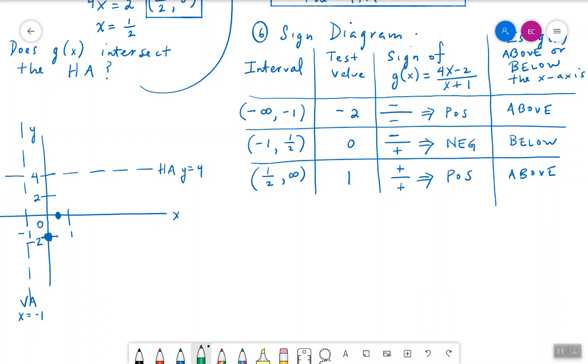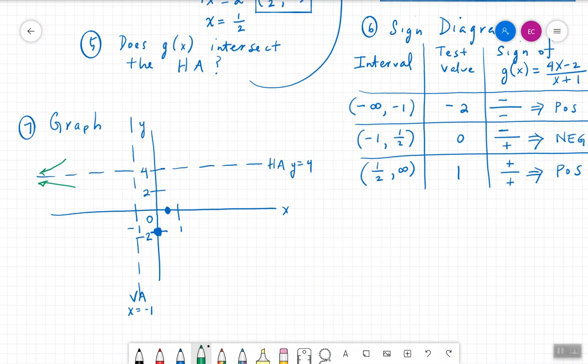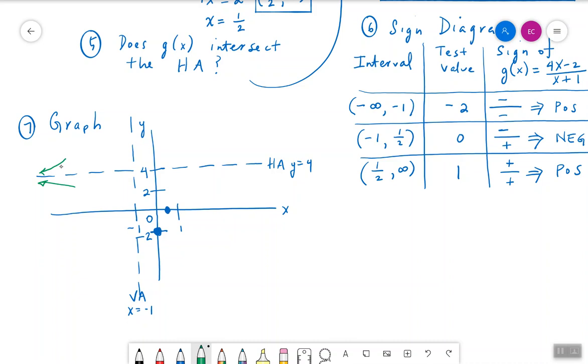But that's not the reason, right? Above in the sign diagram means above the x-axis. Both of these are above the x-axis. The x-axis is way down here. So we have to think a little harder about this. We're really not sure at this point which it is. So let's keep going. Let's go over to the vertical asymptote and draw the two options there. We can either point up toward positive infinity or down toward negative infinity.